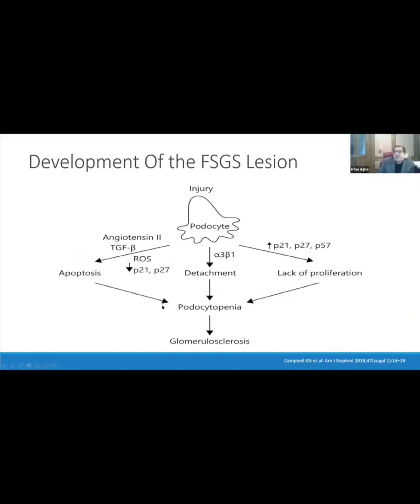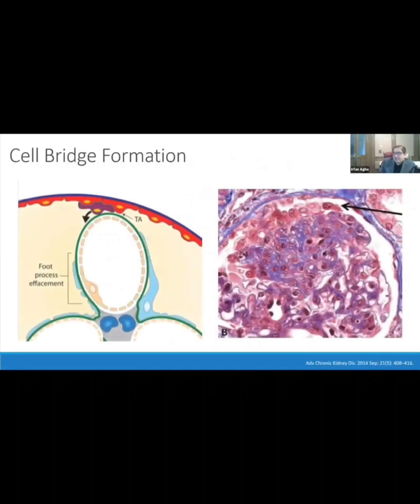And if you lose about 40% of the 800 podocytes that reside in any glomerulus, you will pass the point of no return and eventually develop glomerulosclerosis. So let's see how that happens. So this is a glomerulus in which you've had foot process effacement due to injury to the podocytes. So now this leads to denudation of the glomerular basement membrane.